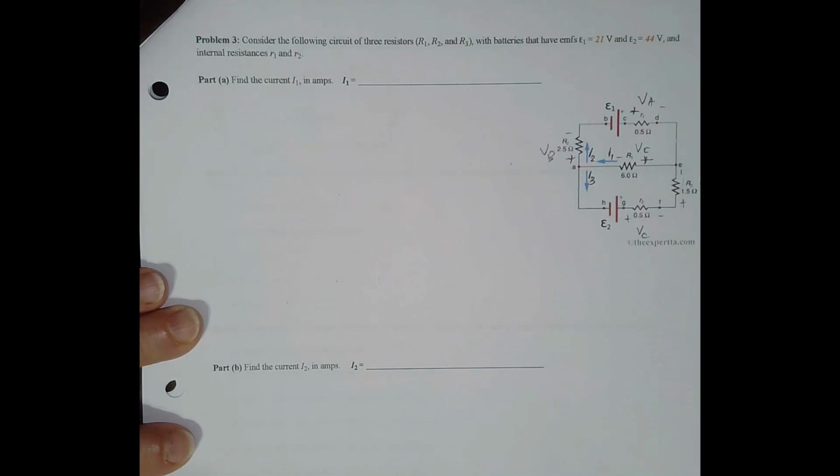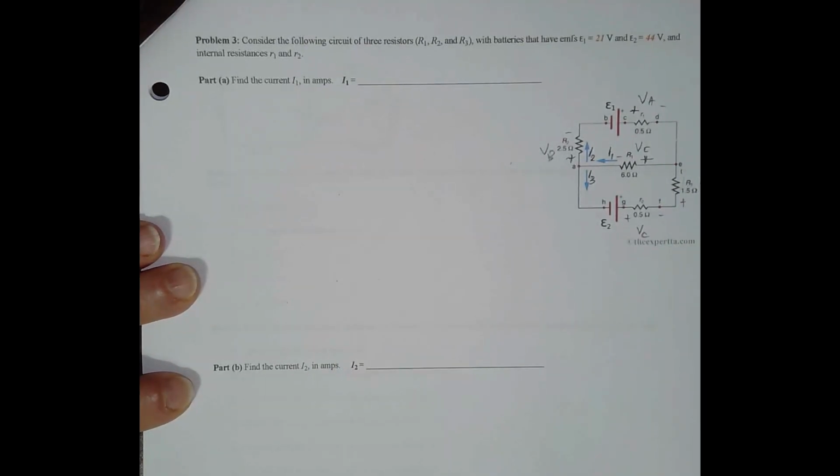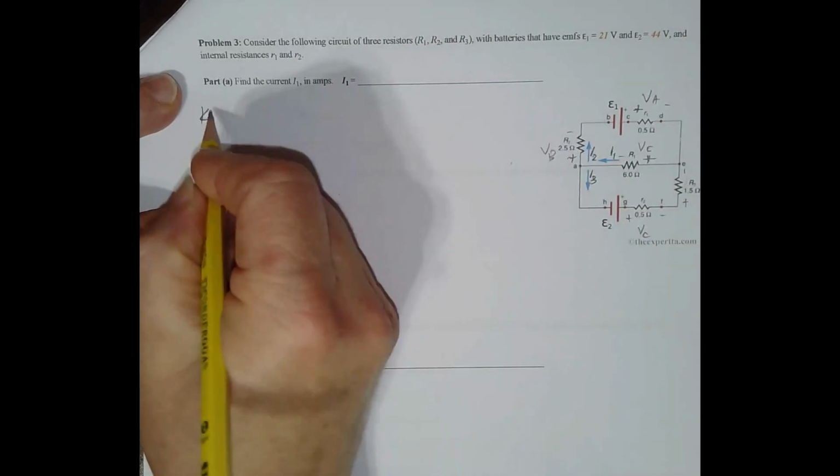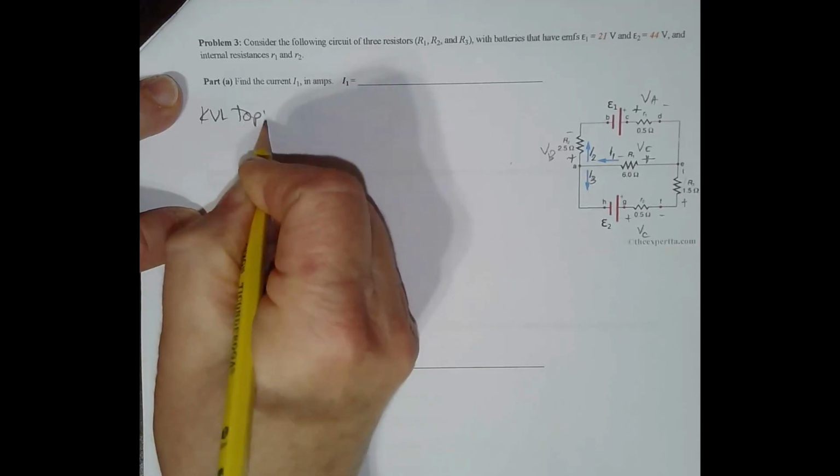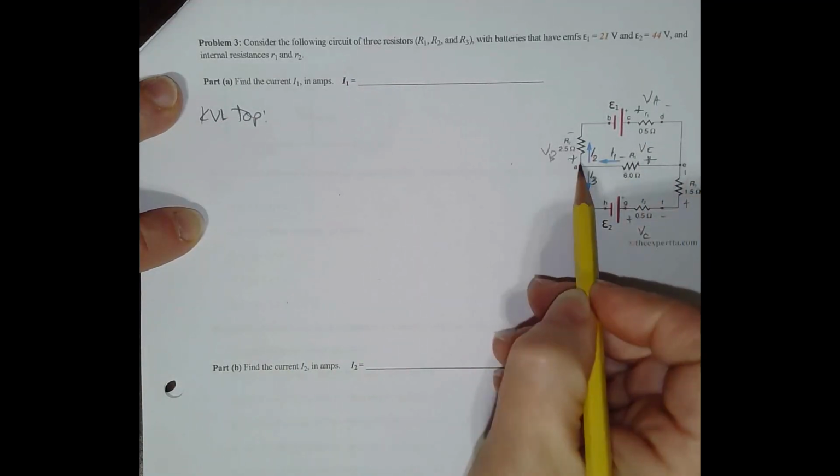Okay. So let's just start writing some KVL equations, because we're going to have to solve the whole circuit to get any one of these currents, pretty much. Looks like to me, yeah. So let's do KVL top loop here. So we'll just start right here.